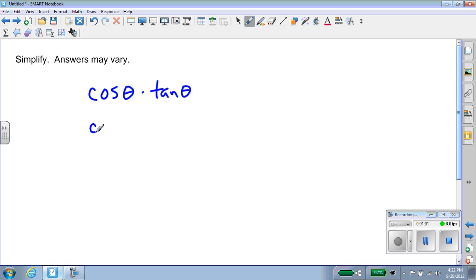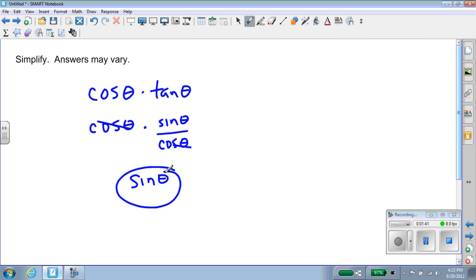So I'm going to keep cosine of theta, and I'm going to replace tangent of theta with the quotient sine of theta over cosine of theta. As soon as I do that, it becomes obvious that I can do some mathematics and simplify and end up with sine of theta. So in just 2 steps, I have turned cosine of theta times tangent of theta into sine of theta. And I don't think it's going to get any simpler than that. So I'm going to call myself done. Let's look at another one.